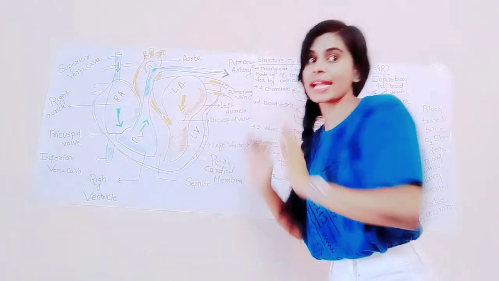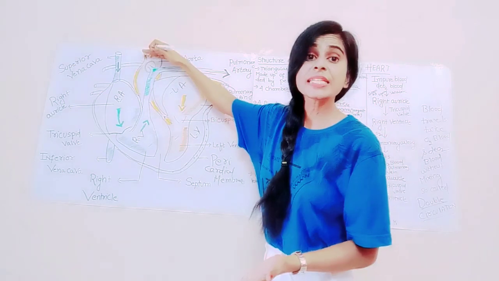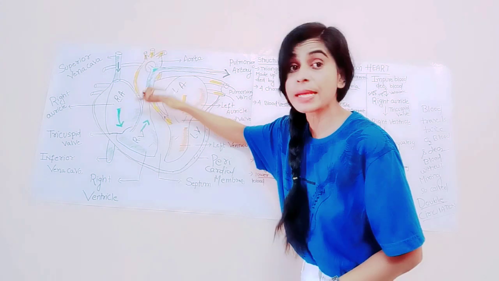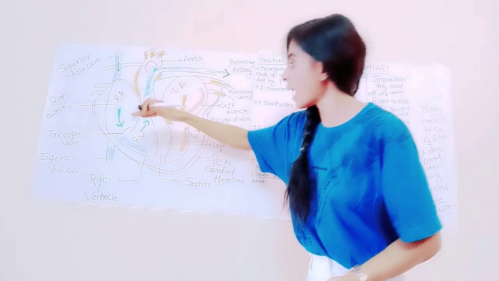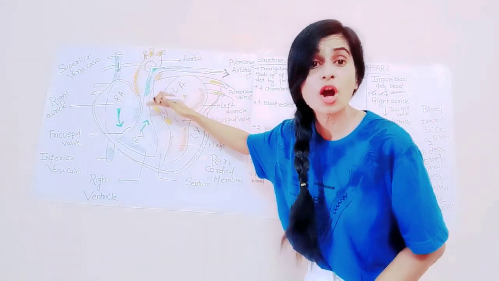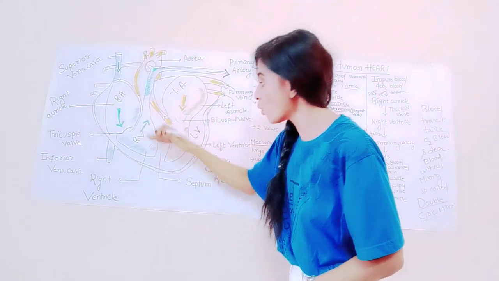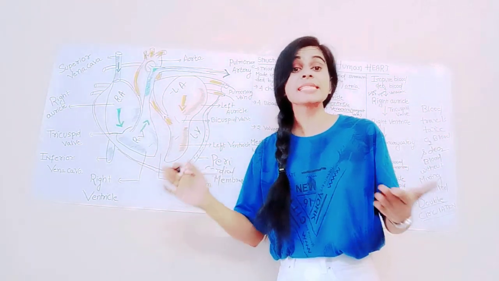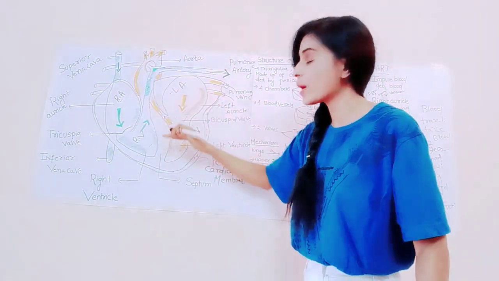What is there inside the heart? The heart is divided into 2 parts: upper chambers and lower chambers. The upper chambers are called auricles. A-U-R-I-C-L-E-S. And the lower chambers are called ventricles. V-E-N-T-R-I-C-L-E-S. The upper part of the heart is called auricle and the lower part of the heart is called ventricle.